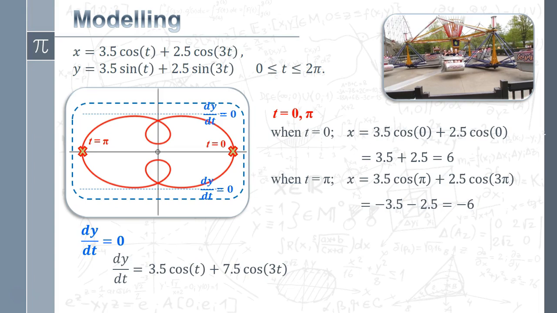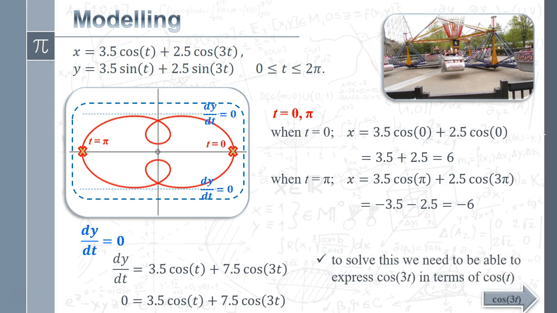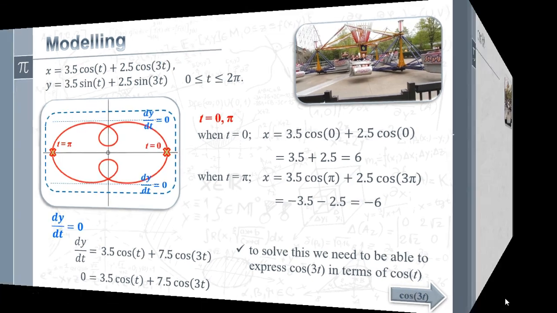Right. Now we've got to set that equal to 0. There we go. And so we've got to be able to solve that equation. Now to be able to do that, we've got to get the whole thing in terms of just cos t. We've got 2 different angles here. So we've got to take this cos 3t and write it in terms of cos t. So what I'm going to do is just jump out here for a second and go through that.